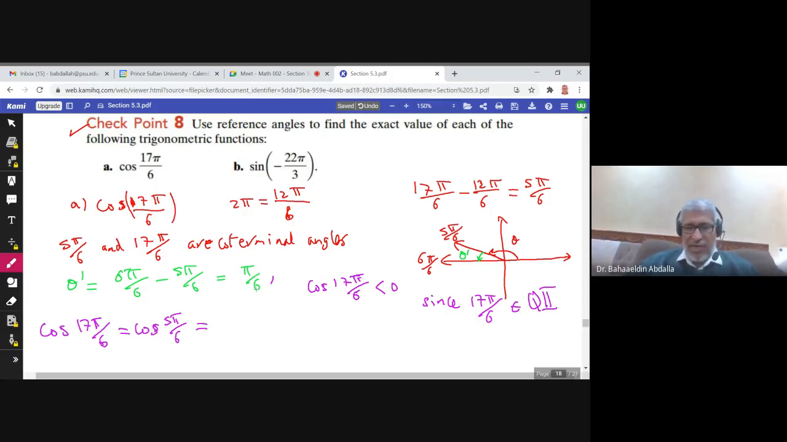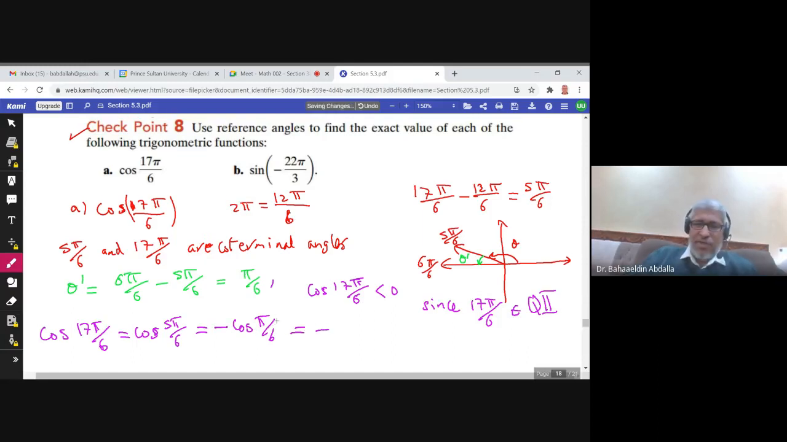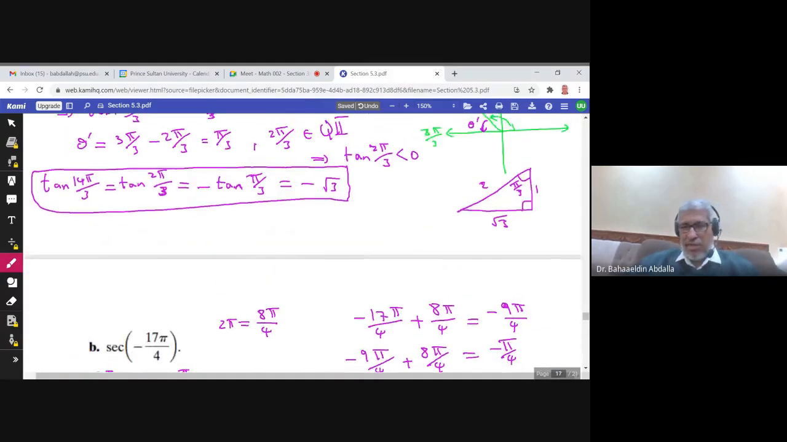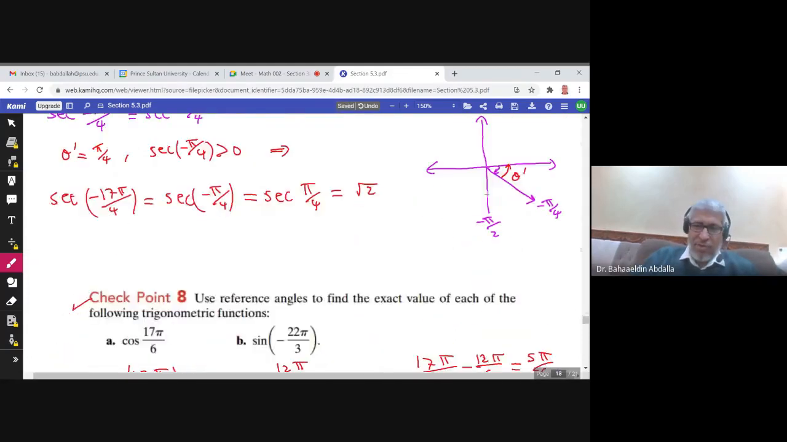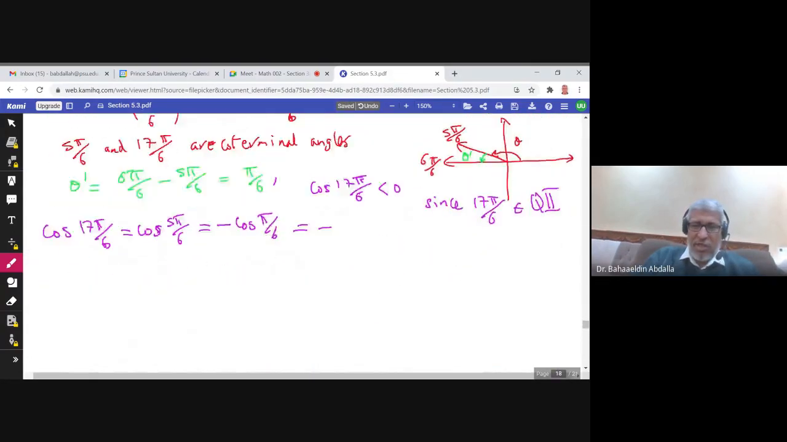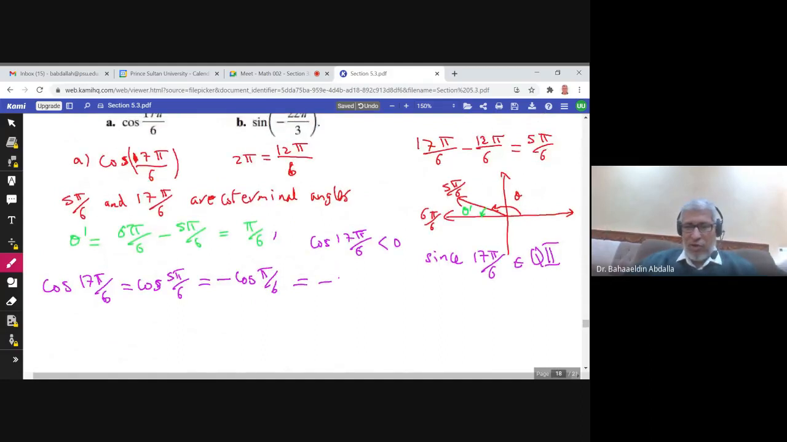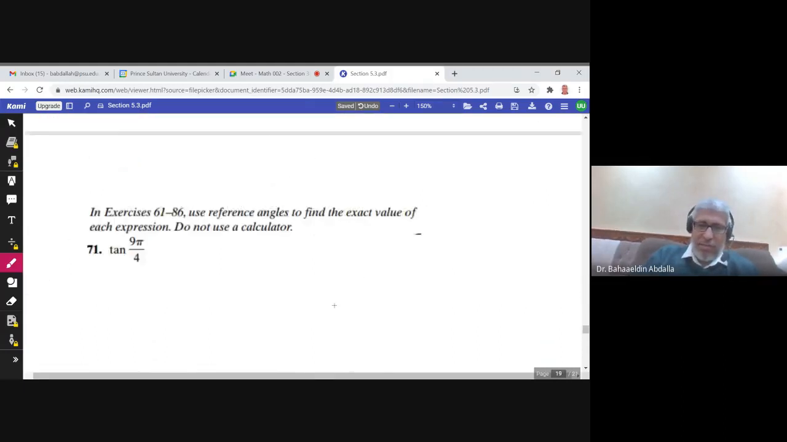The reference angle is pi over 6, but cosine should be negative. So I put a negative sign. So the answer is negative, and pi over 6 is the angle here. This is pi over 3, and this is pi over 6. So cosine pi over 6 is adjacent over hypotenuse. So it is negative square root of 3 over 2. And finally, you can check your answer by calculator.